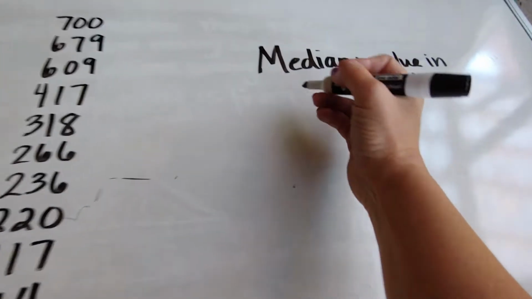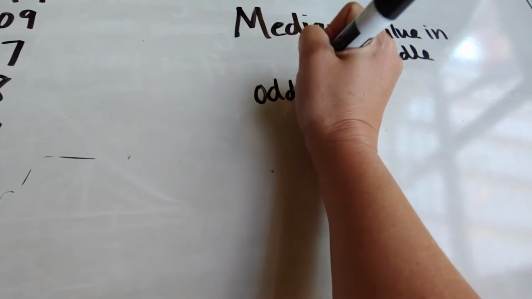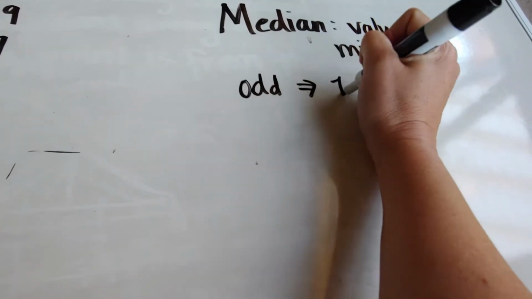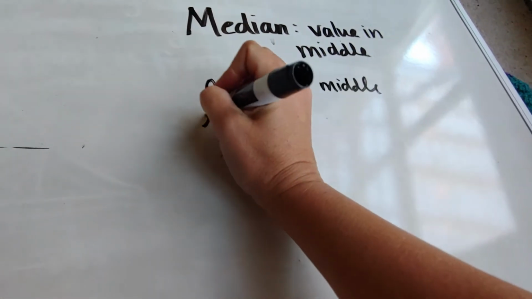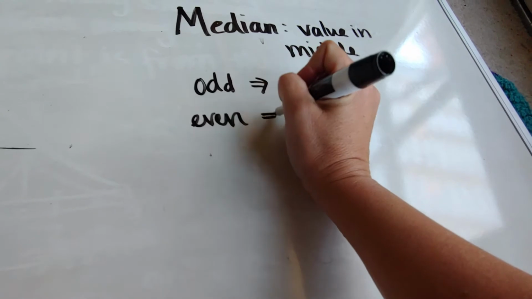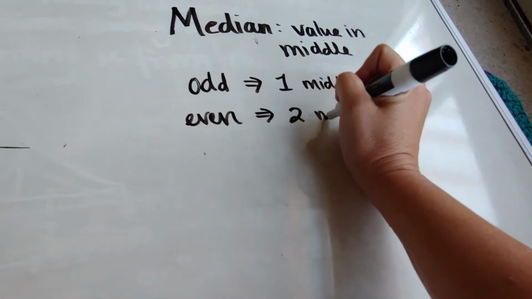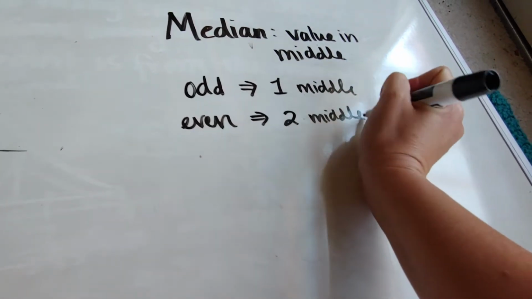Now, if you have an odd number of data points, there will be one number in the middle. Okay. If you have an even number of data points, then there will be a shared middle. There will be two in the middle, and you want to average those together.